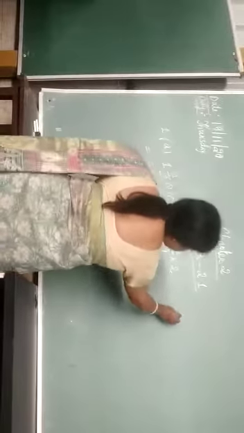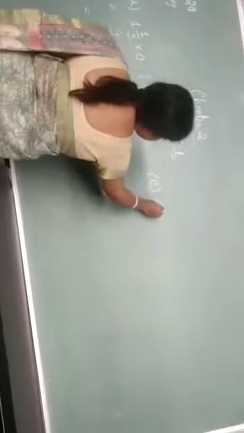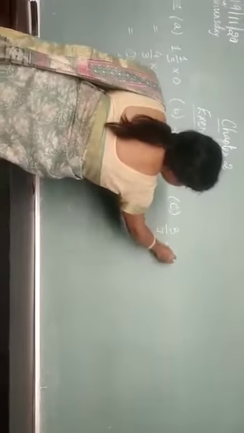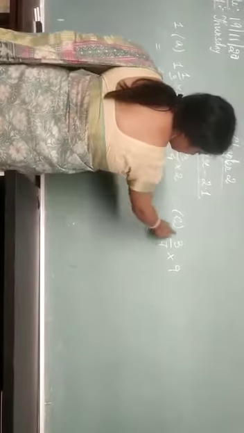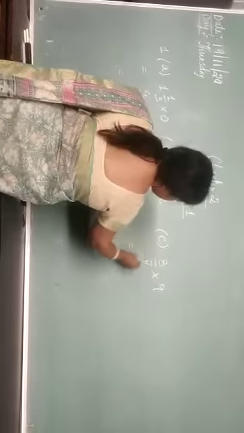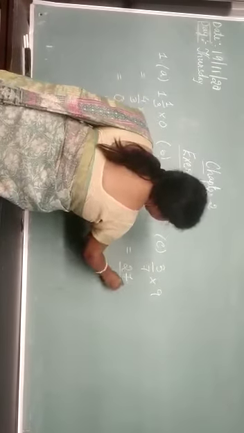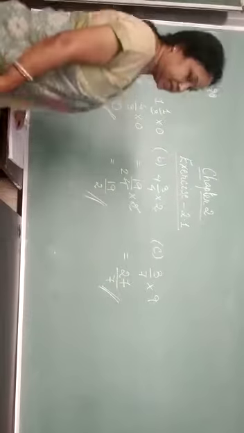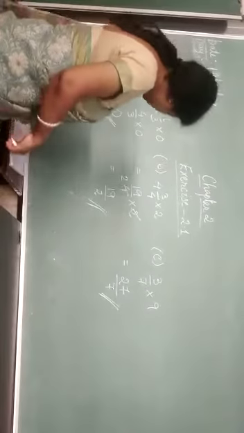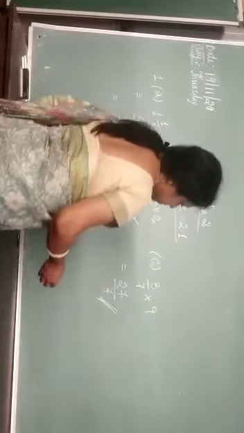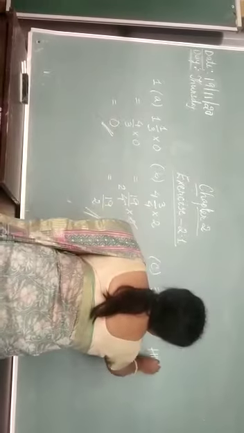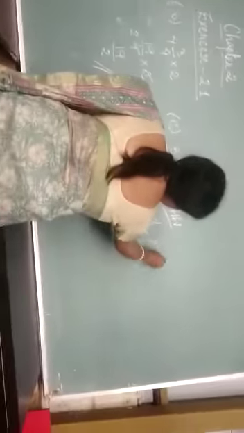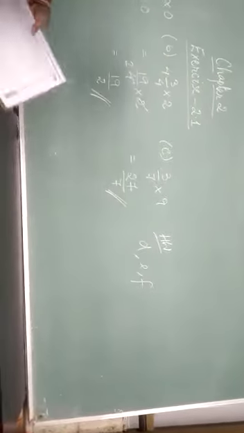Next we have number C. What is there in number C? Number C is 3 by 7 into 9. Now here we cannot simplify it further. So what we will be doing? 3 9s are 27 by 7. Okay? So this is your answer. So question number 1, D, E, F will be for your homework.